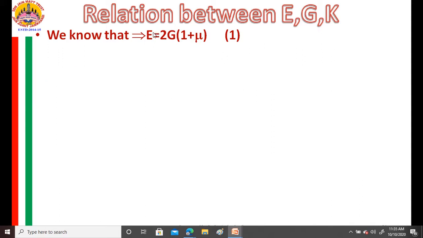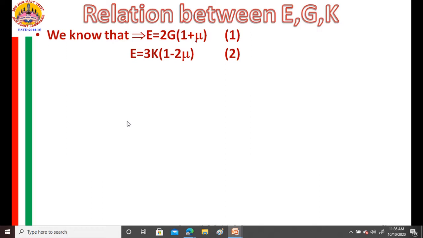We know that E is equal to 2G into (1 plus mu). Already this relation is known to us. One more relation is known to us: E is equal to 3K into (1 minus 2 mu). What we want is the relationship between E, G, K, which means we don't want mu here. That is why we remove mu from both the equations, and you will get the required relation.